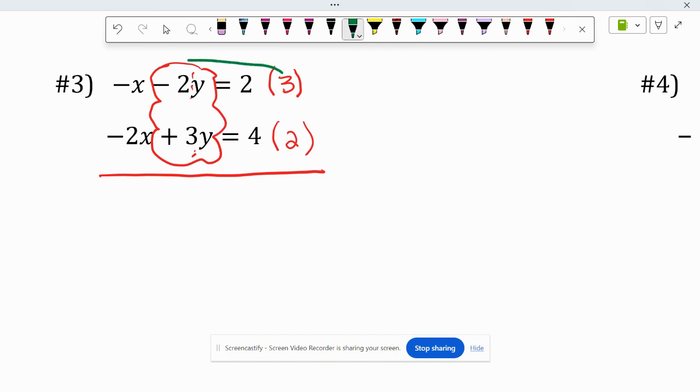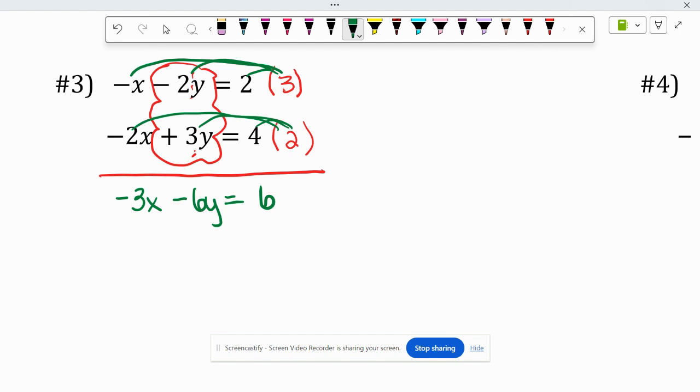So every single thing in this equation is getting multiplied by 3. 3 times negative x is negative 3x. 3 times negative 2y is negative 6y. And 3 times 2 is 6. Let's look at the next equation. Multiply every single thing by 2.